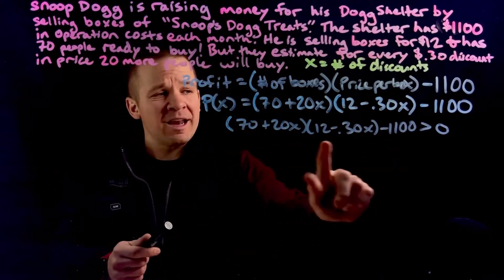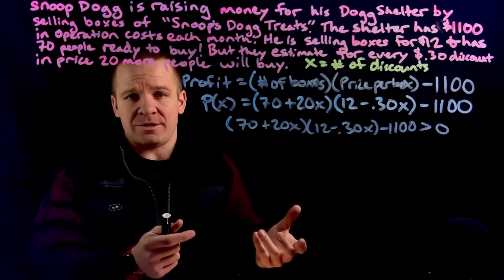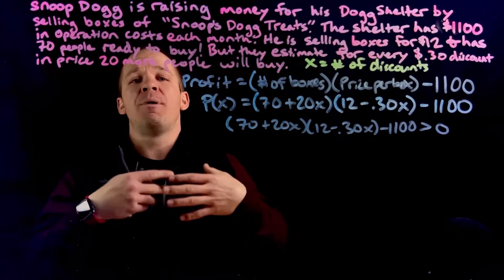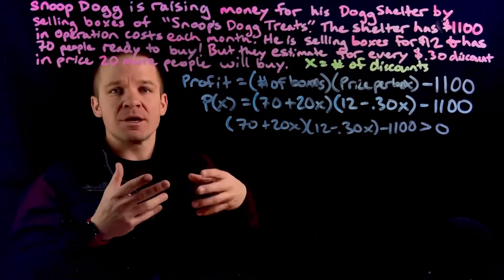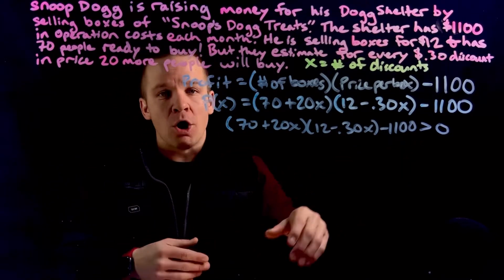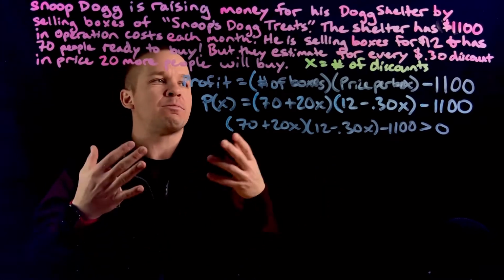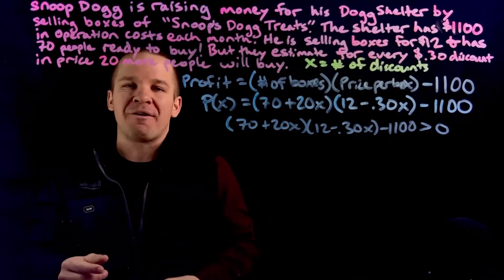So this inequality that I have right here would represent when my profits are above 0, when my company is profitable, when Snoop Dogg's shelter is profitable, right? At 0, it's break even. When it's greater than 0, it's profitable. So let's go ahead and graph this in our calculators.